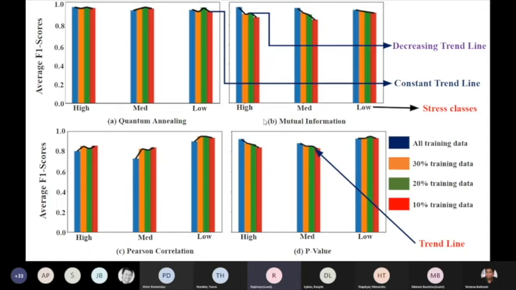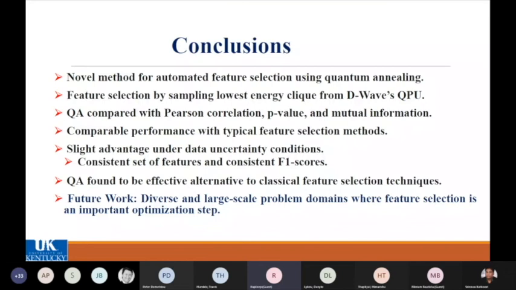So in this way, you can see that quantum annealing has been consistent in both qualitative and quantitative ways for this particular application in stress detection. In conclusion, we have proposed a novel method for automated feature selection using quantum annealing. The features are selected by sampling the lowest energy state from the D-Wave QPU, and this has been compared to typically adopted methods for feature selection: the Pearson correlation, p-value, and mutual information.